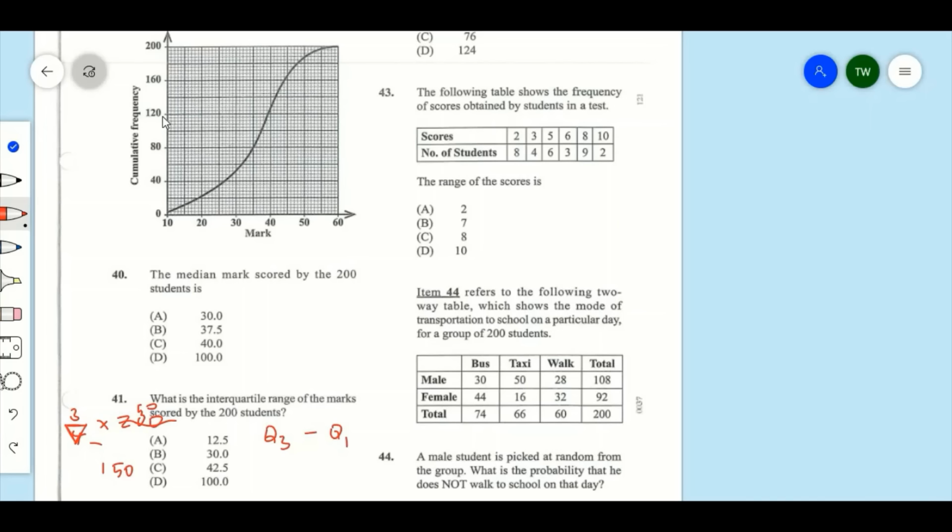So here is 120, which means that here will be 140. One small box will be 4, so that would be 144. Another small box would be 148, and halfway between the next one would be 150. So 150 is about here. When you find 150, we're going to draw a horizontal line that goes straight across and touches the cumulative frequency curve, like this one.